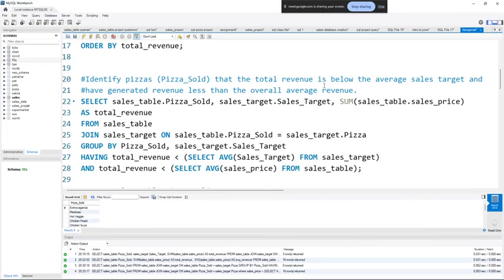He said the total revenue, which is this, must be below the average sales target, which is this. This is how to get the average sales target. And also, it has generated revenue. That pizza sold has generated a revenue less than the overall average revenue.